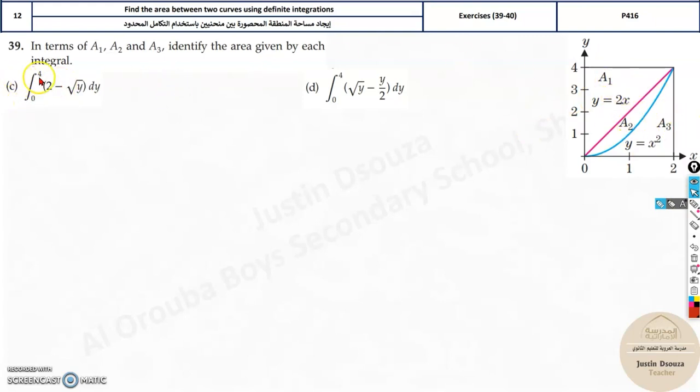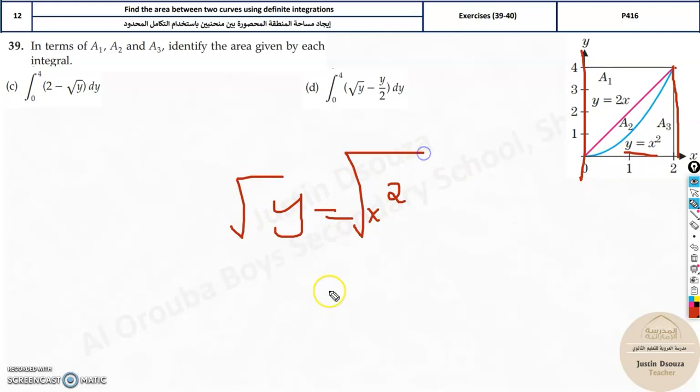Over here, 0 to 4, when you look at this limit, you must understand we are dealing with the y-axis. Now, 2, where is 2 over here? 2 is this line, and then root y, the square root of y. Look carefully, you have y equals x squared. Take the root on both sides. What's going to happen?